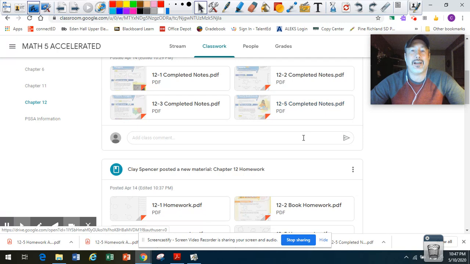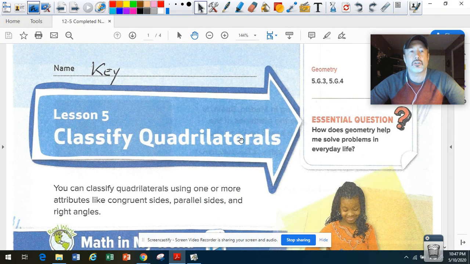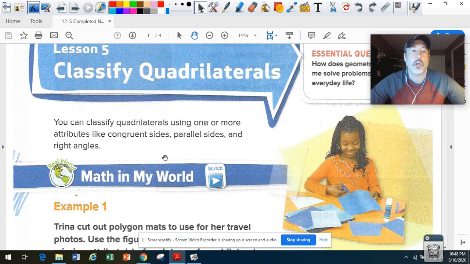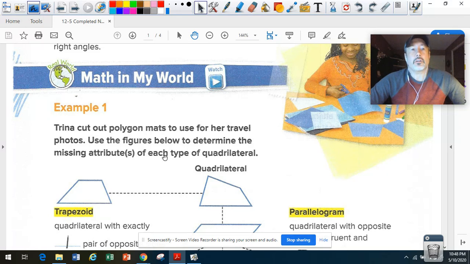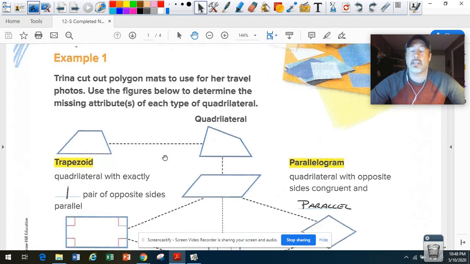12-5, classifying quadrilaterals. So let's see what we have here so far. As you remember, a quadrilateral has four sides. We're dealing with any figure that has four sides. It says you can classify quadrilaterals using one or more attributes like congruent sides, parallel sides, and right angles. So let's take a look here. Tria cut out polygon mats to use for her travel photos. Use the figure below to determine the missing attributes of each type of quadrilateral. Okay, so we're dealing with quadrilaterals here.